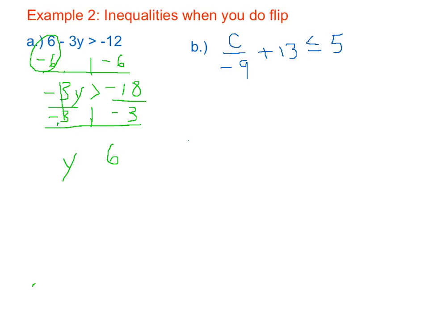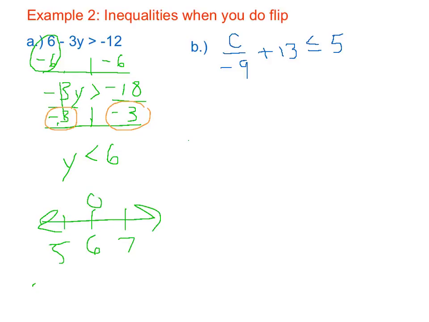But now we have to look at what we did on both sides. We divided by a negative 3 there and a negative 3 there. Since we divided both sides by a negative, that's when we change the direction of the inequality sign. So we have to flip it to this. So y is less than 6. Graphing this on a number line, open dot at 6. Shade to the right.